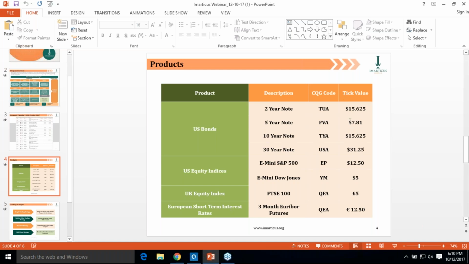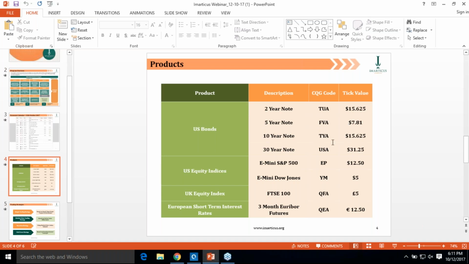Very quickly going to the last column, each of these products on one price movement results in a profit or a loss, and the dollar value of each of those instruments is stated here. So if you bought one lot of 2-year T-note, and if you sold it immediately on the next price, you will make a profit of $15.625. Similarly, if you bought 5-year note at price 1 and sold it at price 2, you will make a profit of $7.8125.